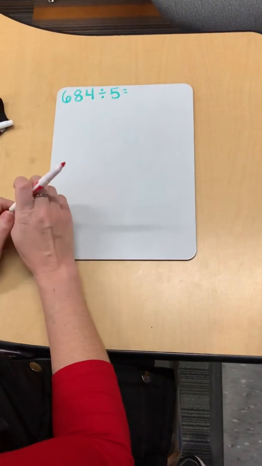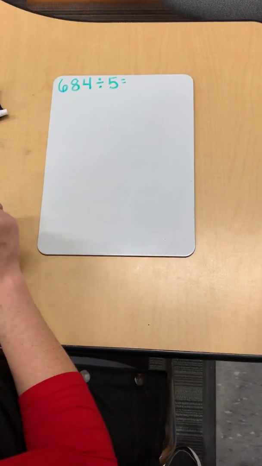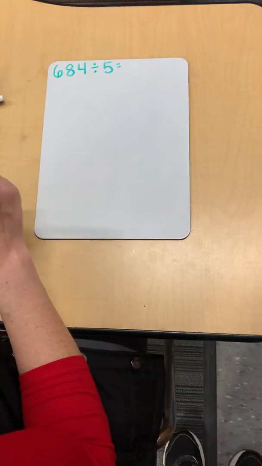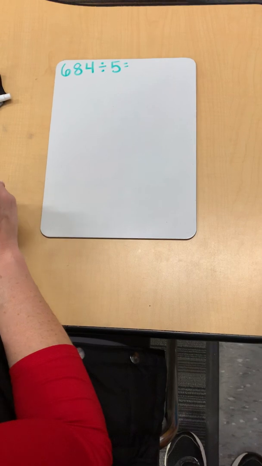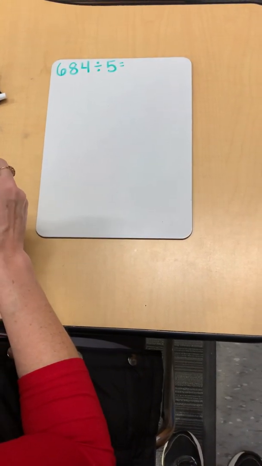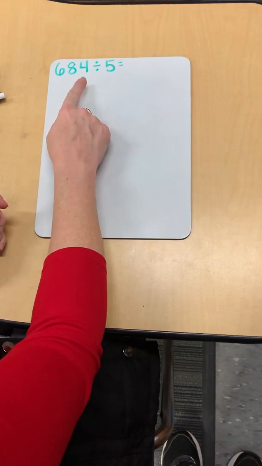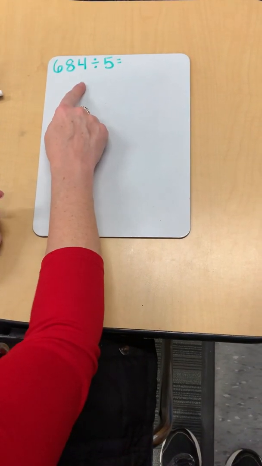Hello parents. Tonight your child is bringing home some homework with division, and we've tried a new strategy today called the box method. I'm going to show you how to do it so that hopefully you can help your child with this tonight. Here's our problem, 684 divided by 5, and also this is number 1 on their homework tonight.